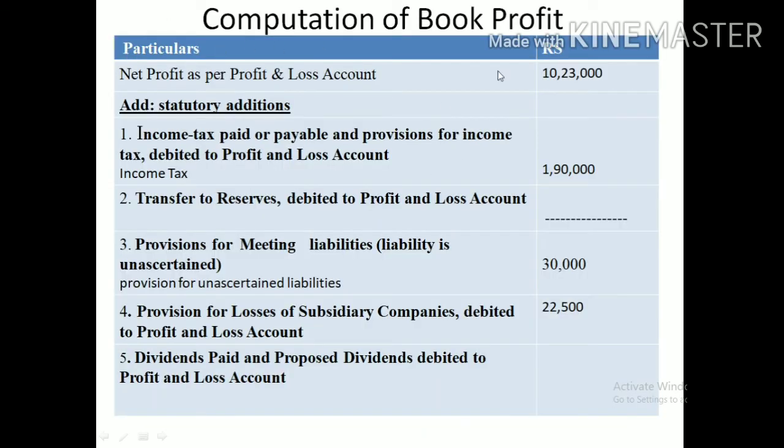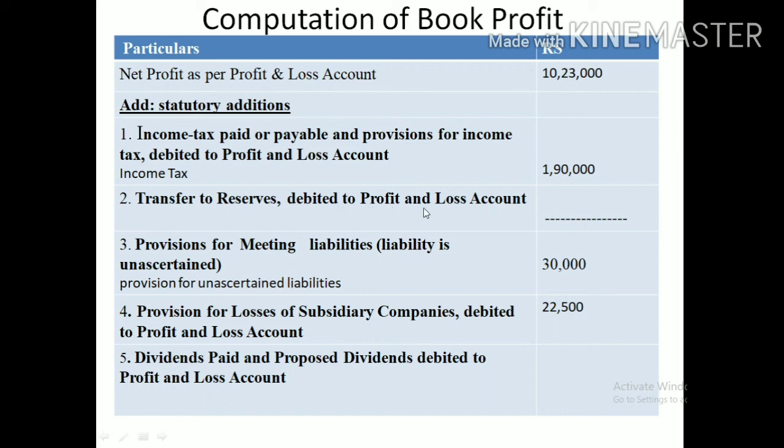Computation of book profit under MAT provision. Then I will go to the format. Okay, first take net profit as per profit and loss account, 10,23,000. Then for that add statutory additions. The first one, income tax paid, payable, provision of income tax debited to the profit and loss account. Yes, we have income tax in the problem, that is 1,90,000, add back.